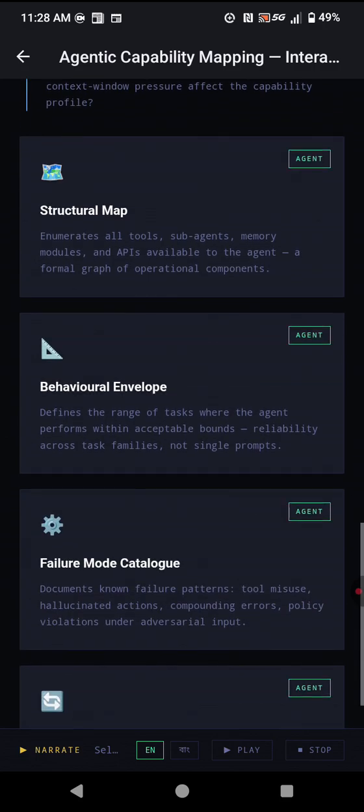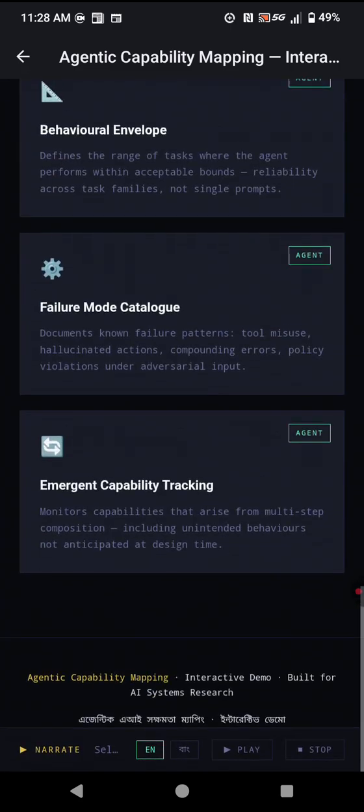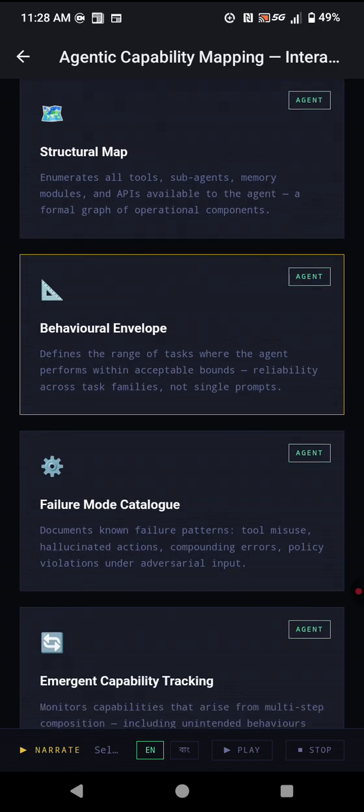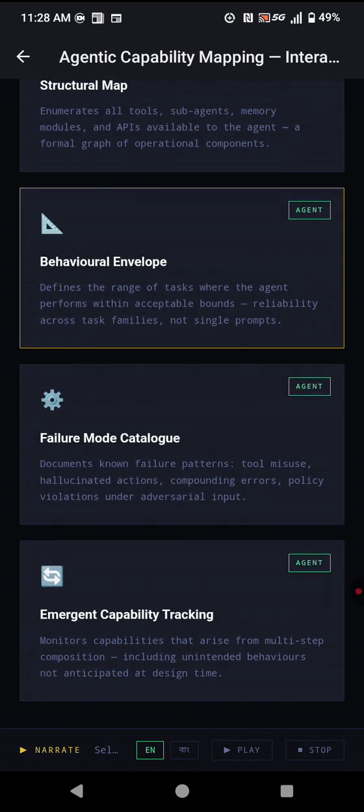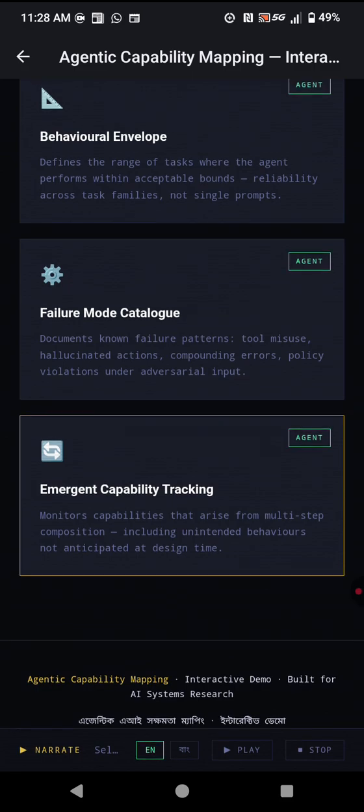Then we have structural map, which enumerates all tools, subagents, memory modules, and APIs available. So this is the structural mapping. Then we have behavioral envelope, which defines the range of tasks where the agent performs within acceptable bounds. Then we have failure mode catalog, which documents known failure patterns, tool misuse, hallucinated actions, etc. Then we have this emergent capability tracking that we have already talked about. It monitors capabilities that arise from multi-step composition, including unintended behaviors not anticipated at design time. So there you go. This is agentic capability mapping.